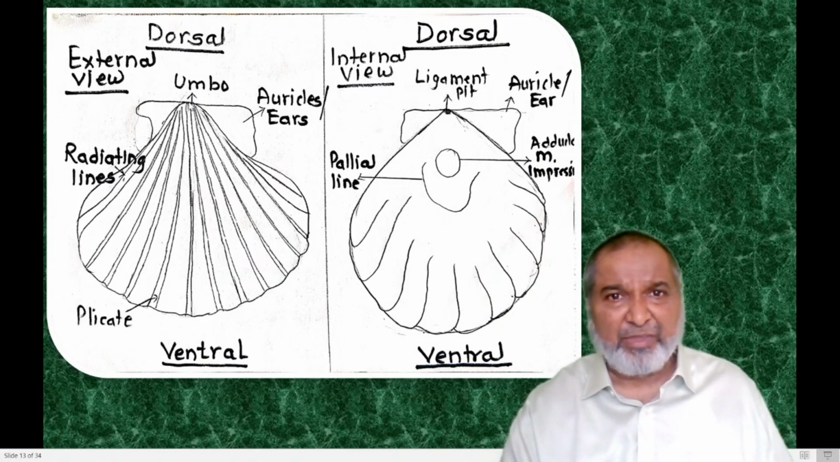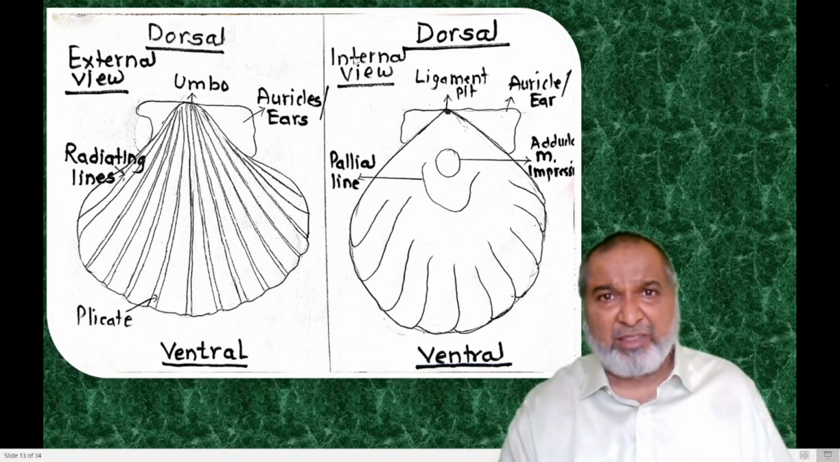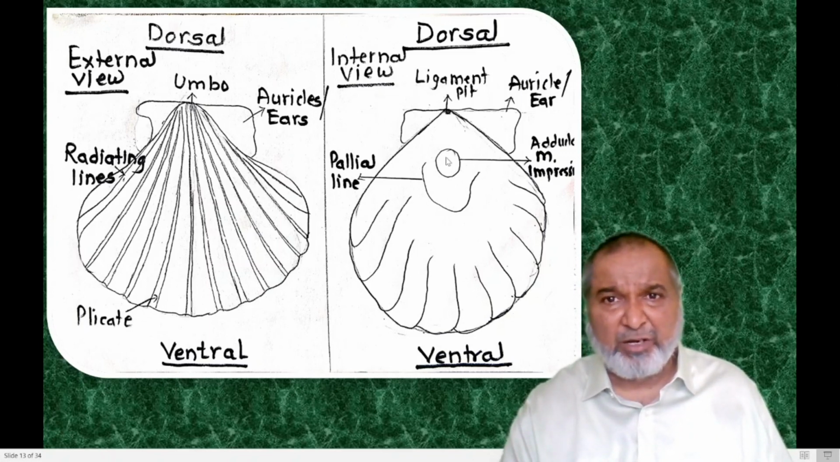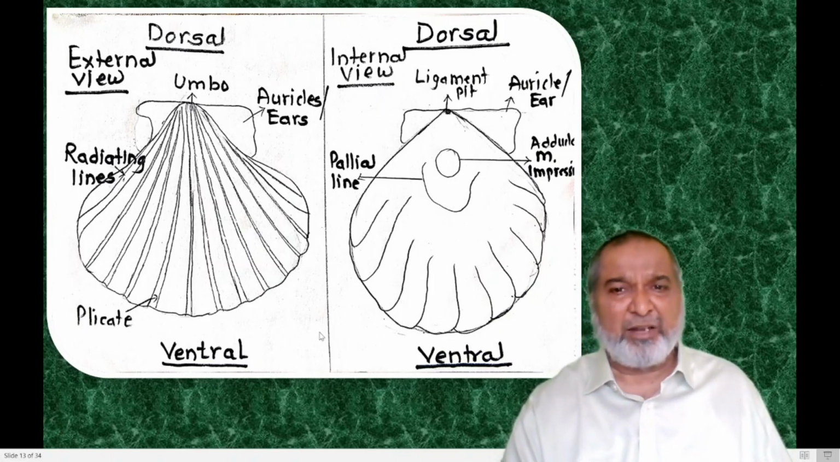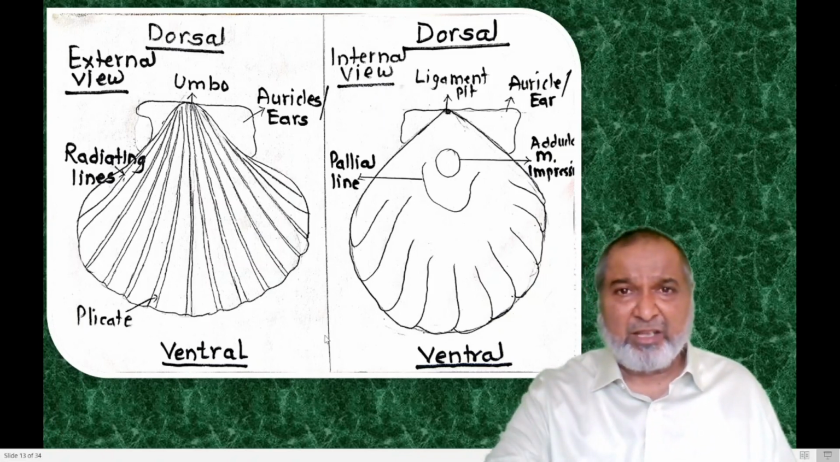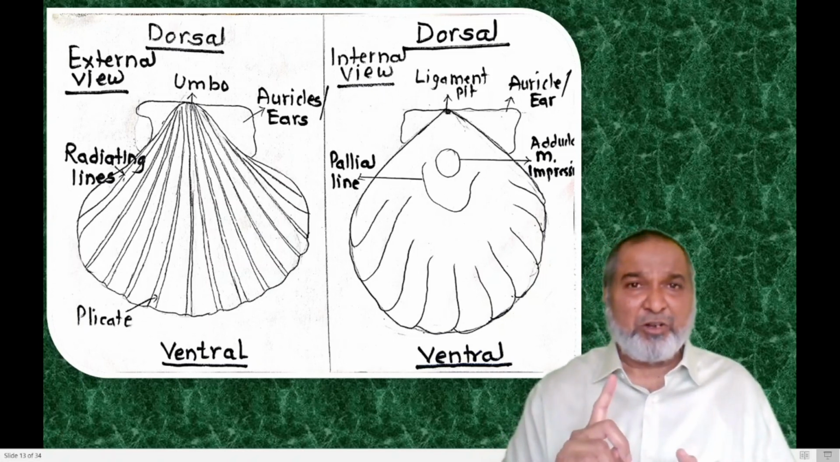Umbo is here. Now in the internal view, you can see the ligament pit, and the ears or auricles. This part is the adductor muscle impression, then the pallial line, and here the margin is dentate. It is not a smooth one. So this is the last one that we have seen.